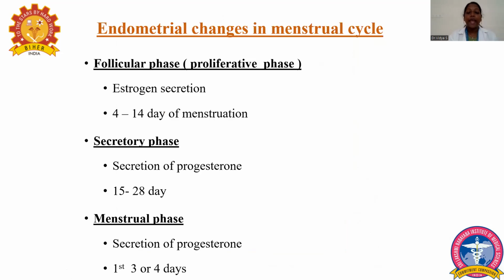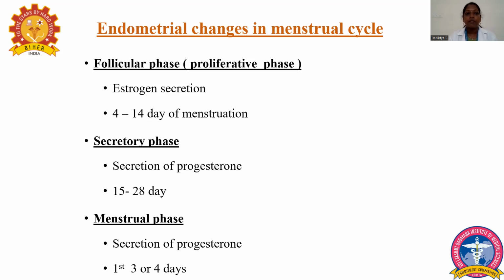Next, move on to the endometrial changes in the menstrual cycle. So the menstrual cycle has three different phases. First one, we call it the follicular phase, otherwise the proliferative phase. Second one, secretory phase. Third one, menstrual phase. The follicular or proliferative phase is when the estrogen hormone is secreted. It takes place from the 4th to the 14th day of the menstruation period.